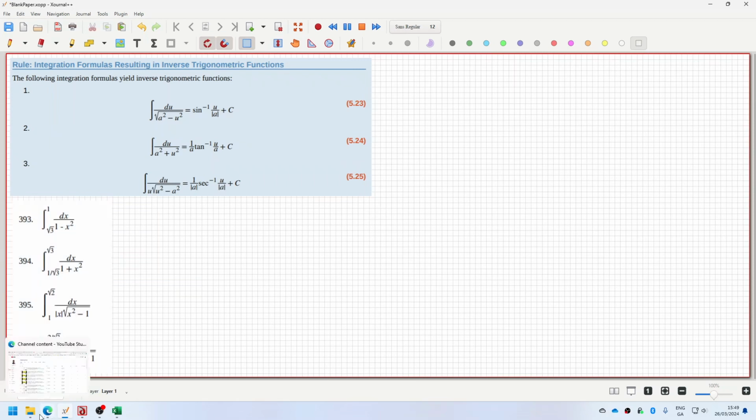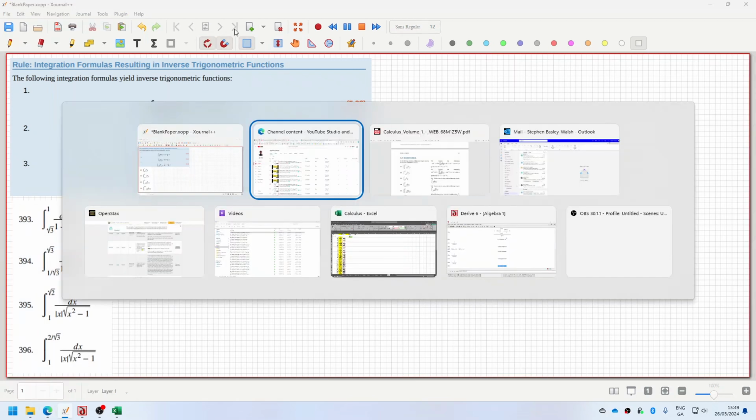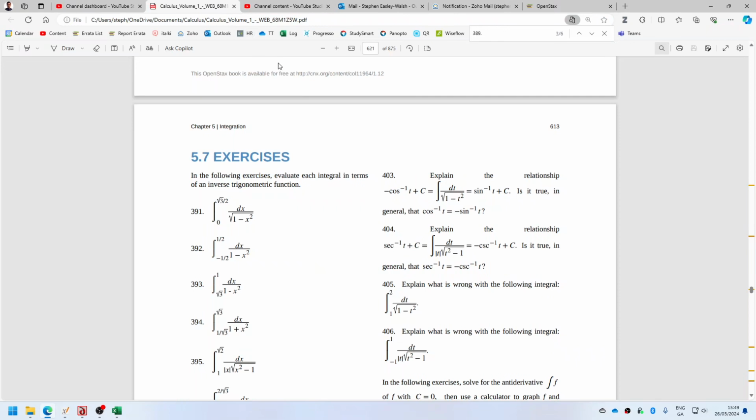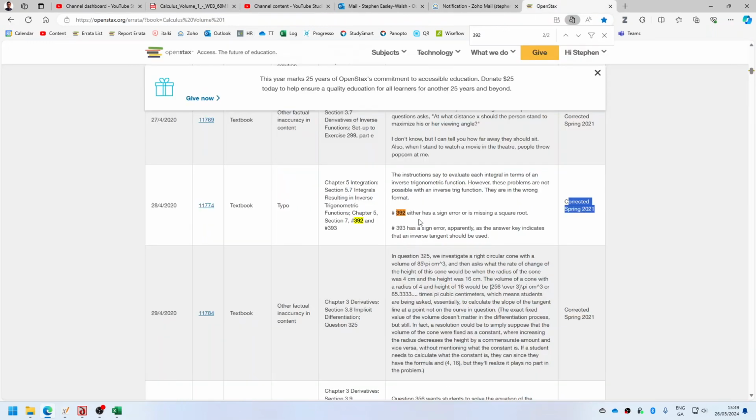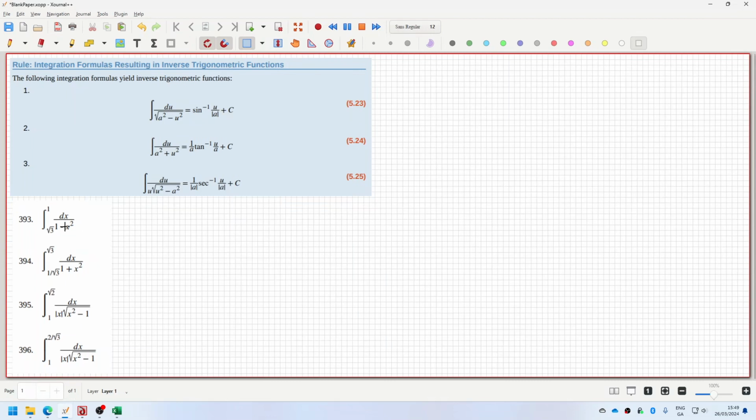So this is the one that was being mentioned here. It definitely has a sign error because the answer key indicates the inverse tangent should be used. So again, because the answer is wrong, we know for a fact that they did mean plus here. So this would be tan inverse root 3 minus tan inverse 1.